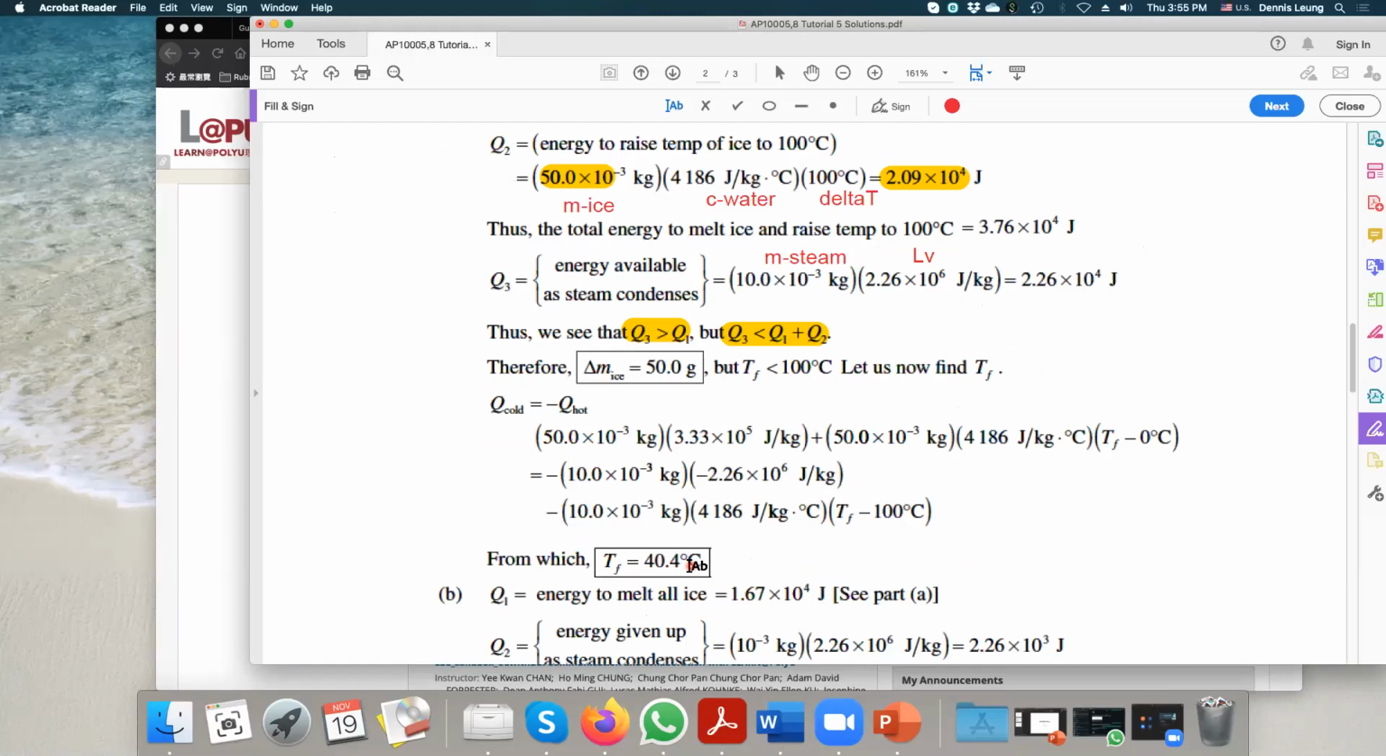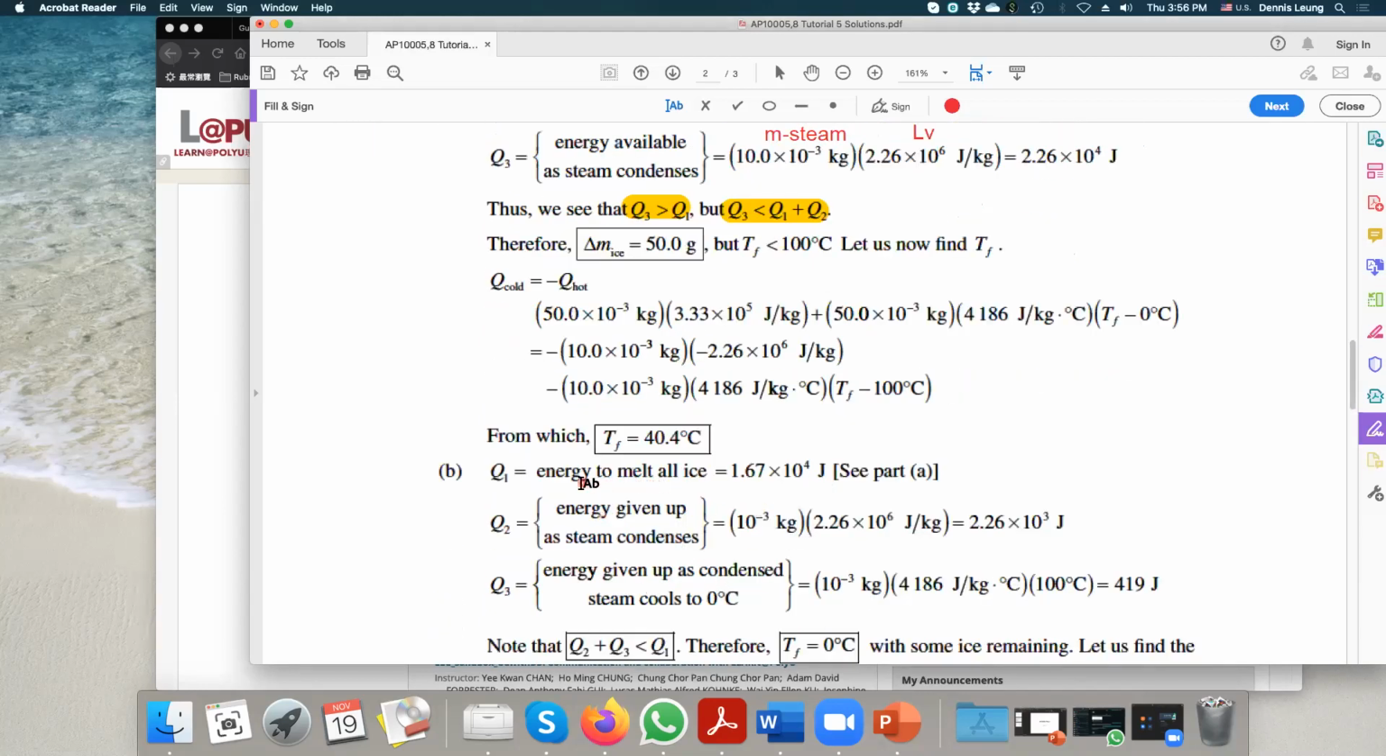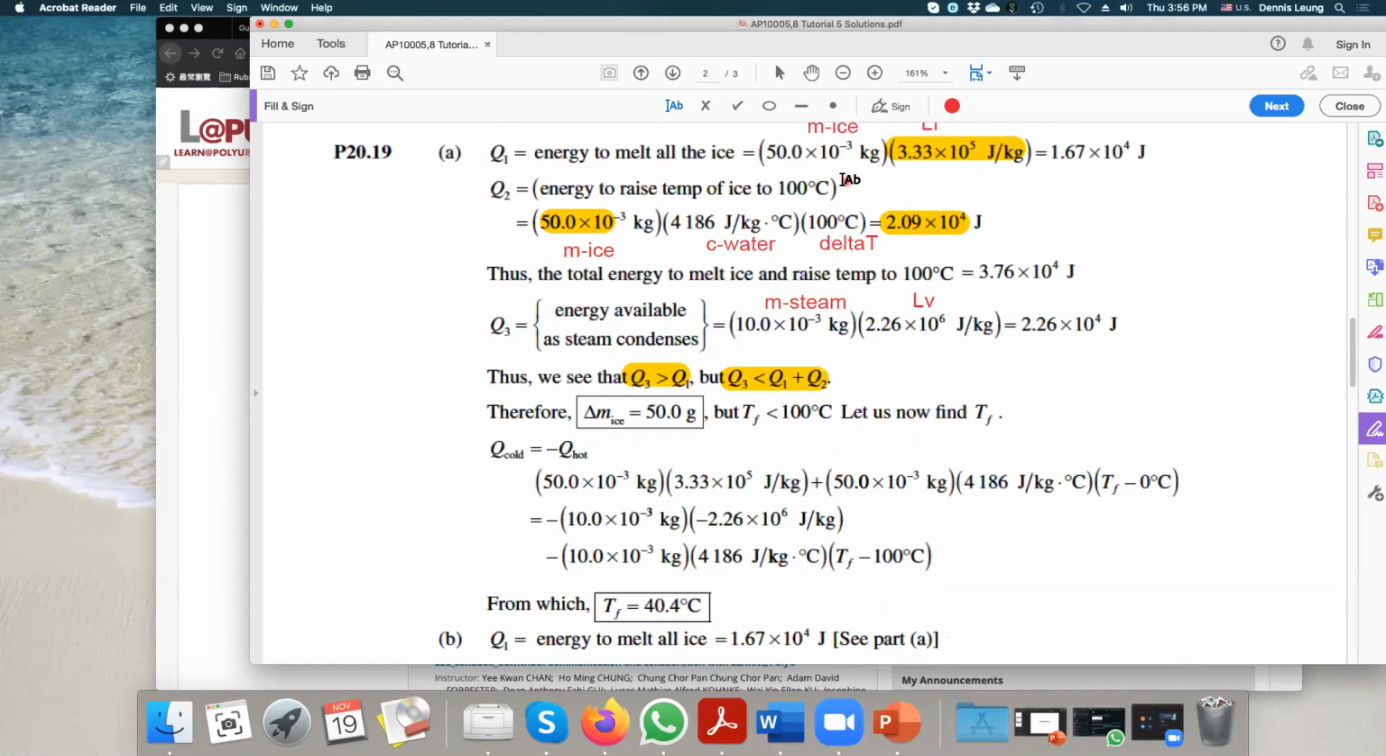And then in part B, now you are not providing 10 grams of steam. You just provide 1 gram of steam. What would be the final situation? To see the situation, let us first consider how much energy can be given up by the 1 gram of steam. At the beginning, Q1, the energy required to melt all the ice, 1.67 times 10 to the power 4 joule, is just equivalent to what we have at the top here, Q1.